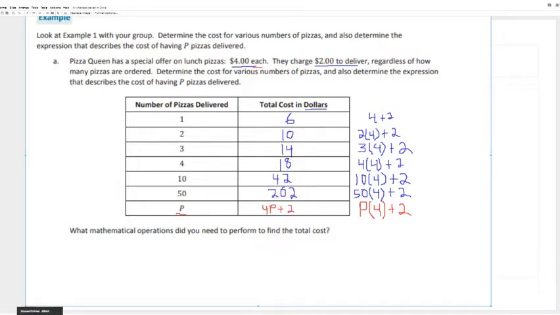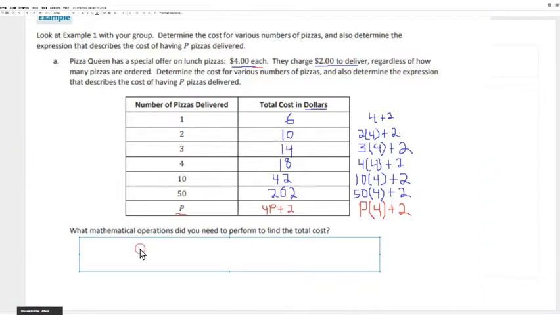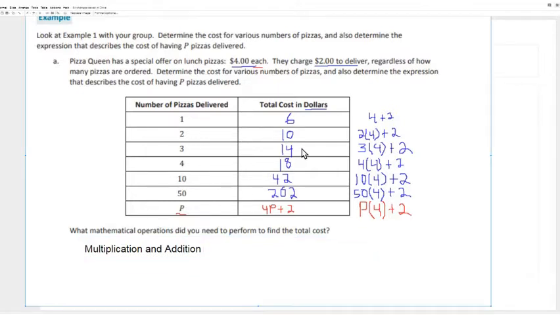If we answer the next question, what operations do we need to use to solve this? Well, we use multiplication and addition. And of course, oops, I did spell that wrong. And of course, that's the name of the lesson, so that would make the most sense. Multiplication and addition. All right, so there we go.